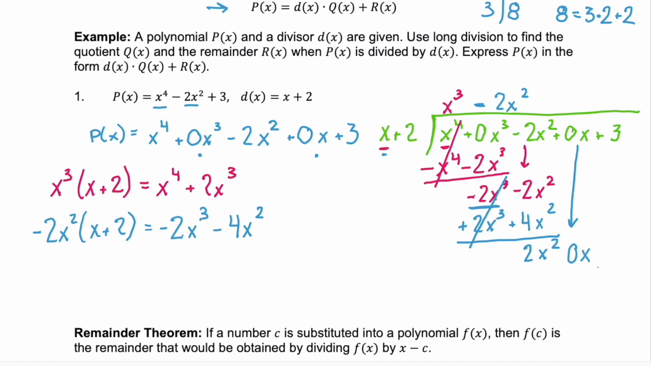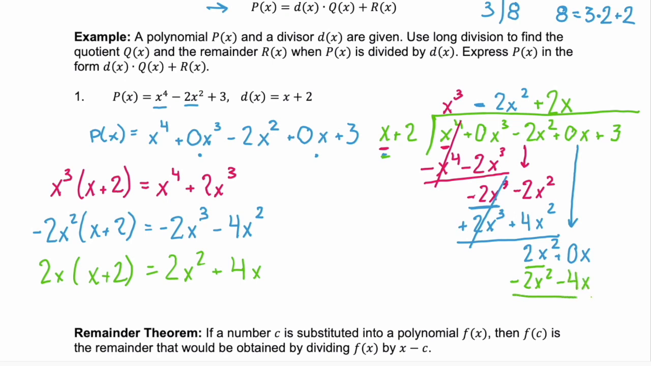Okay, now I need to look at 2x squared and my x, and I need to multiply by a positive 2x, because 2x times x plus 2 will give me 2x squared plus 4x. So I'm going to subtract 2x squared, subtract 4x, the 2x squared cancels, and I have minus 4x plus 3, right? I bring the 3 down.